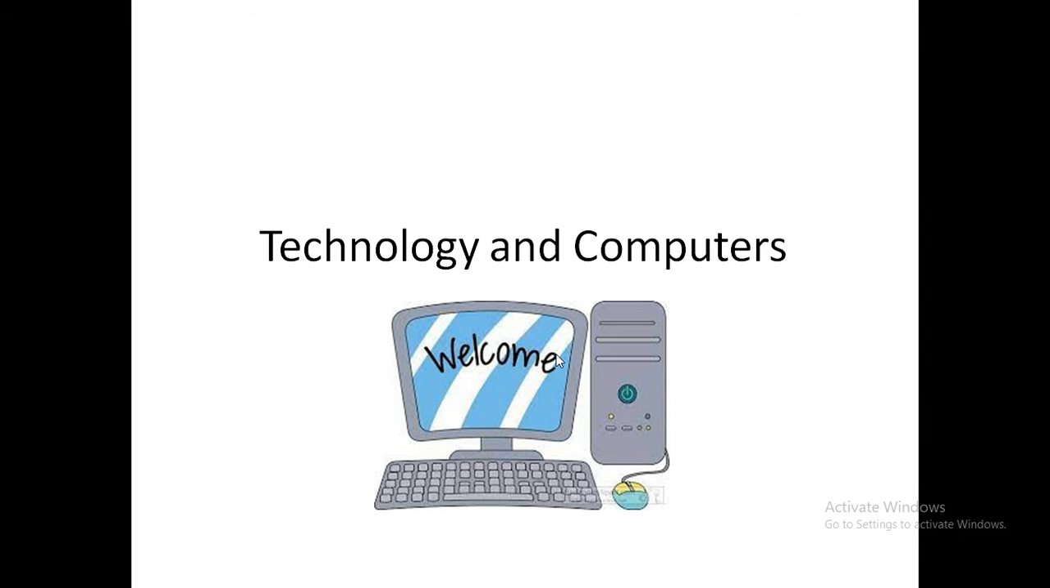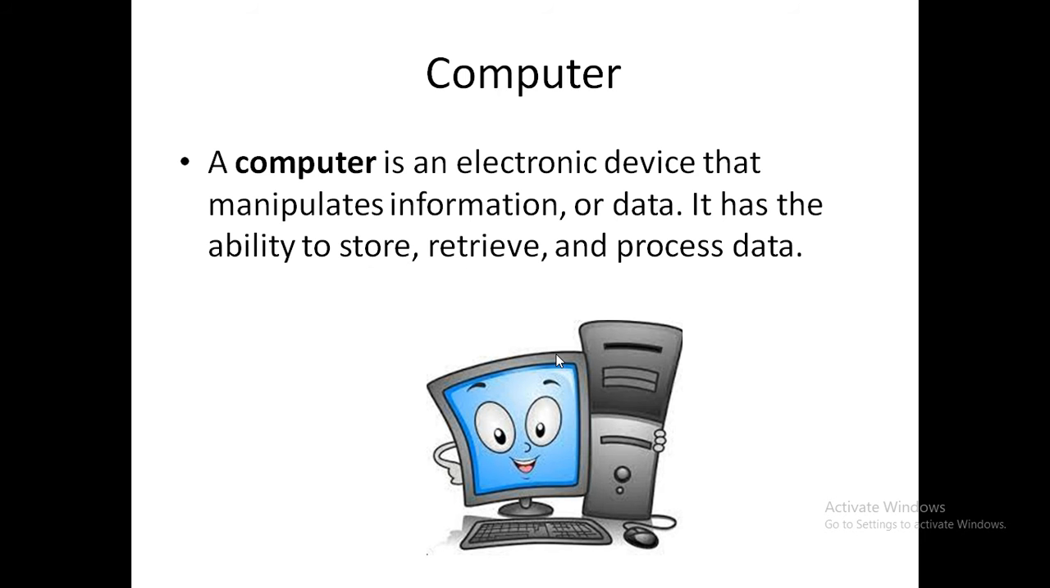So, starting with technology and computers. A computer is an electronic device that manipulates information or data. It has the ability to store, retrieve, and process data. You should know the definition of a computer. What is a computer? A computer is an electronic device that manipulates information or data.